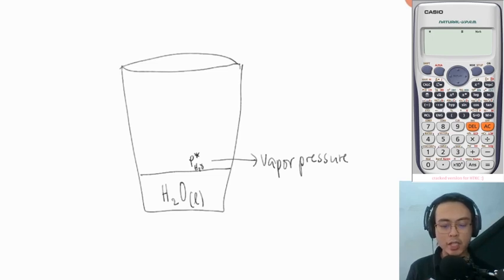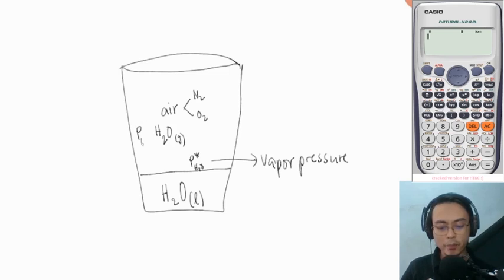You know that if this is an open glass, right above the water you have air. In this air, you have nitrogen and oxygen, but it's not just pure air. You also have water vapor. That's why we call it air and water mixtures, right? The question now is, what is the partial pressure of water in this case? Is the partial pressure of water equivalent to the vapor pressure?